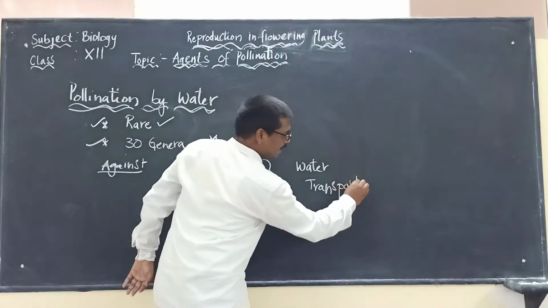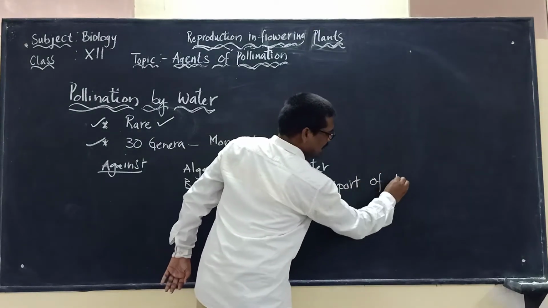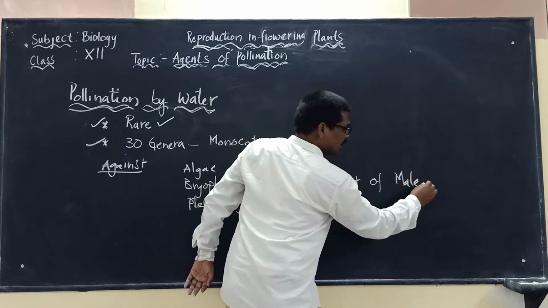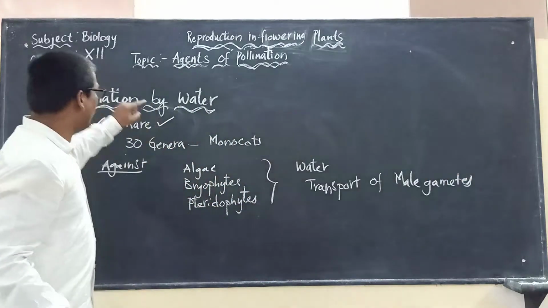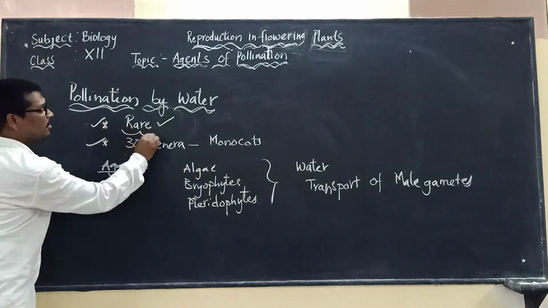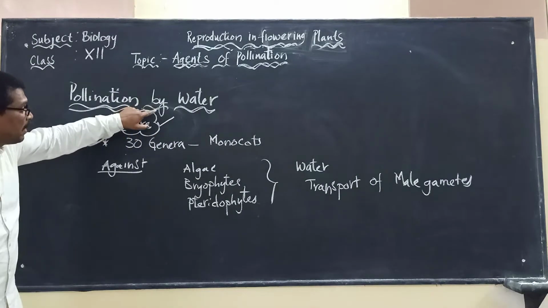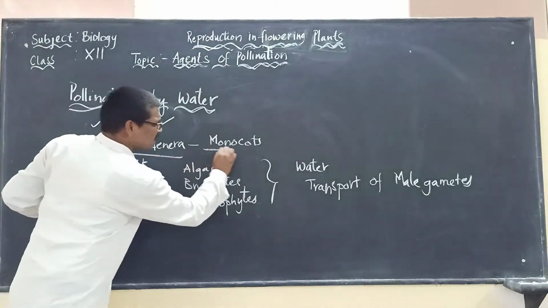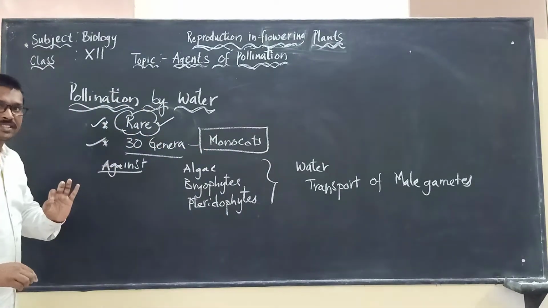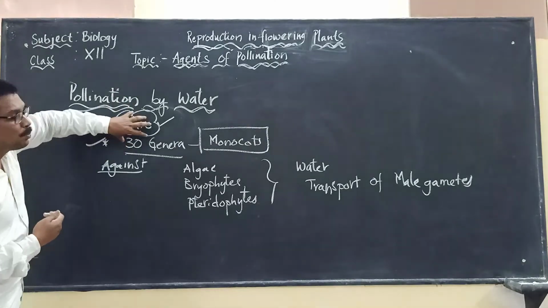Transport of male gametes. So here we should keep this point in mind. Even though we are saying that pollination by water is rare, and it is limited to 30 genera, mostly consisting of monocots, we are going against these two points.